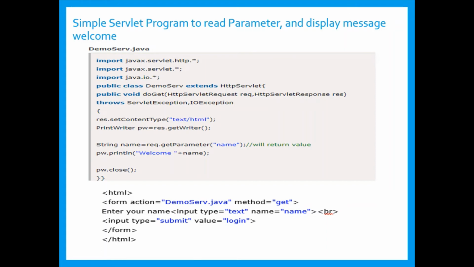Suppose in a text field, the name is entered as Ajay. Then we'll get the output as welcome Ajay. This is a simple code to read the parameter from the client with the help of HTML and servlet code.